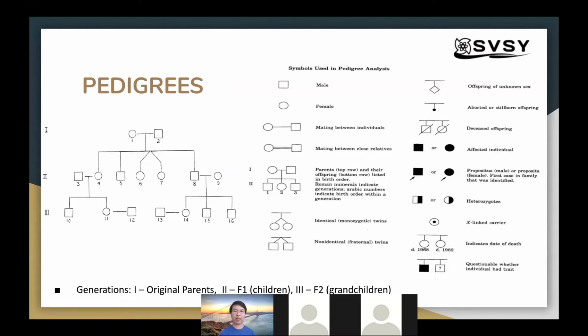And if they're an affected individual for the trait we're looking at, for example, a certain disease, we shade them in completely. If they're heterozygotes or carriers, then we shade them in halfway, like a half moon. And if they don't show the trait of the disease, we have them completely blank, unfilled.